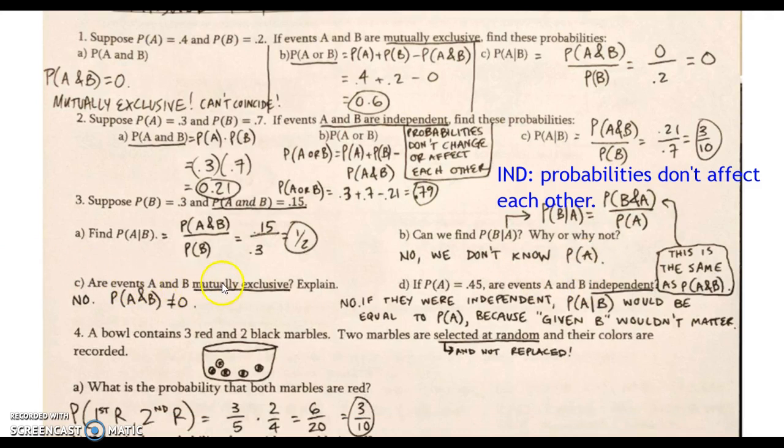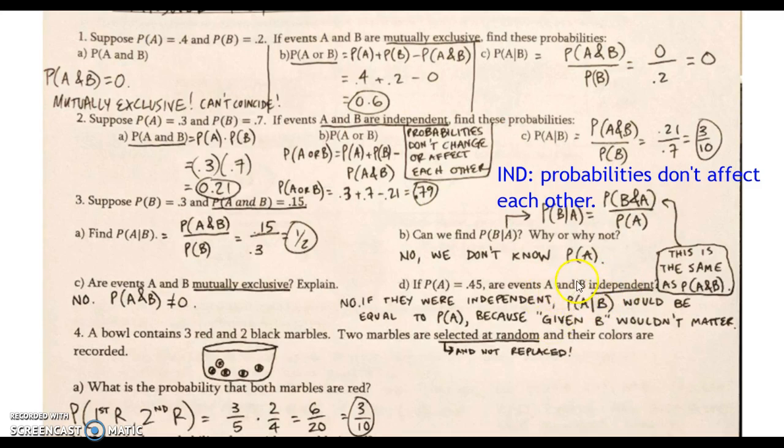For events A and B being mutually exclusive, we know that the probability of A and B is not equal to 0, which means that they can happen at the same time, which also means that they are not mutually exclusive. If probability of A is equal to 0.45, this is different than the information they gave us up here, are events A and B independent?